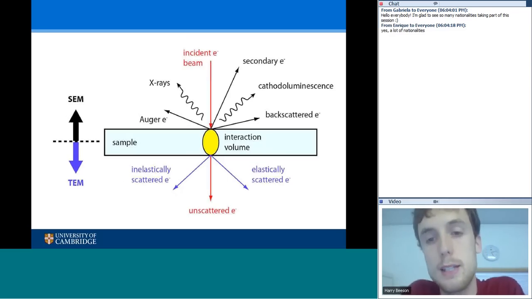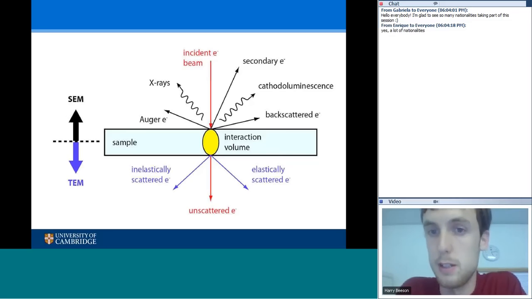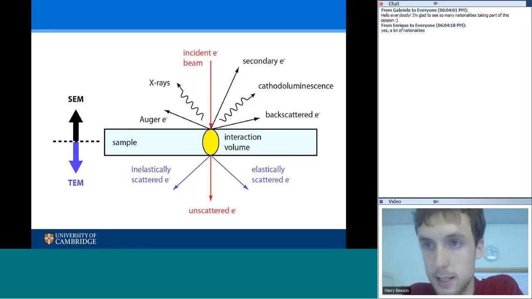So as the electron beam strikes the sample, it can transmit energy into the sample and electrons can then be emitted from the sample, and these are secondary electrons that can be detected by the detector. And the number of secondary electrons that are generated varies as a function of the angle of incidence of that electron beam coming in.